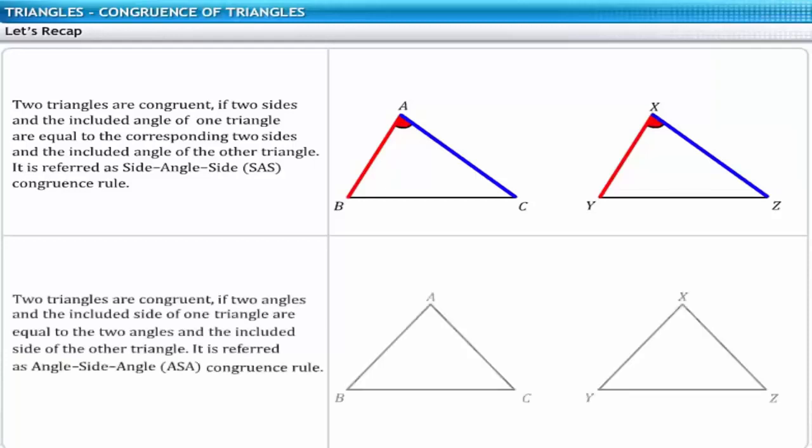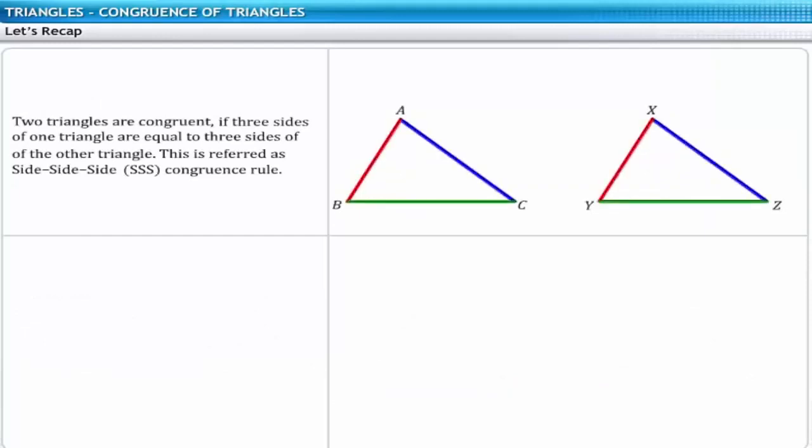Two triangles are congruent if two angles and the included side of one triangle are equal to the two angles and the included side of the other triangle. It is referred to as the angle-side-angle or ASA congruence rule. Two triangles are congruent if three sides of one triangle are equal to three sides of the other triangle. This is referred to as the side-side-side or SSS congruence rule.